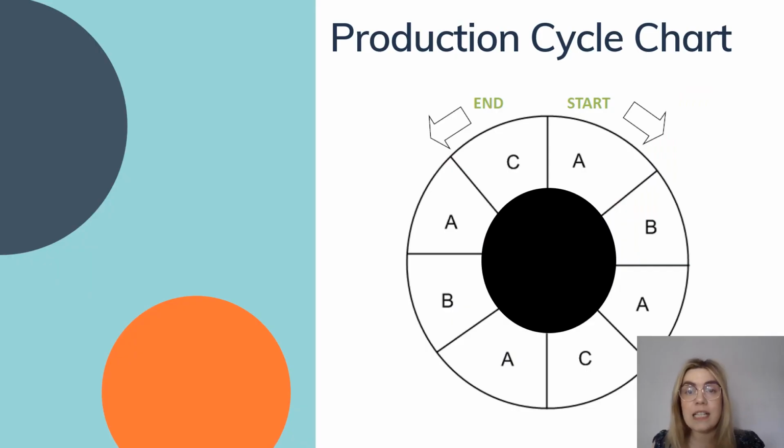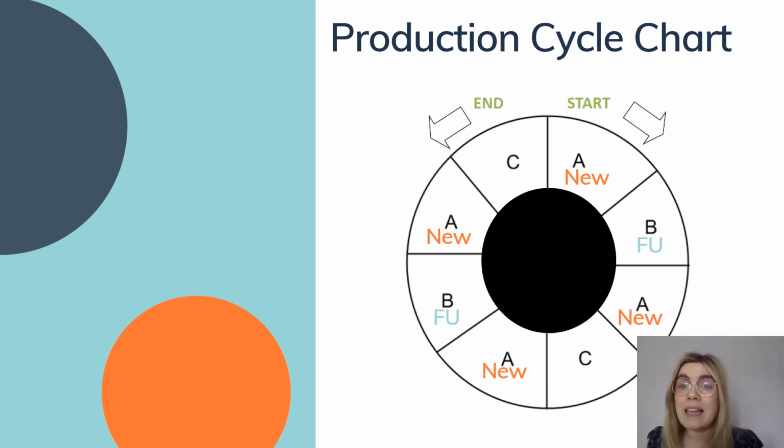A production cycle chart is a visual depiction of a level schedule. It's a wheel-like illustration that shows a production pattern. The pattern is repeated throughout the day, week, or month. For example, when planning a clinic, you may have 3 different appointment types. A is new, B is follow-up, and C is complex patients.